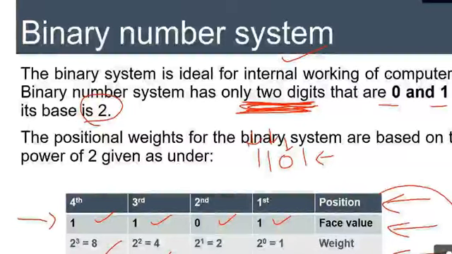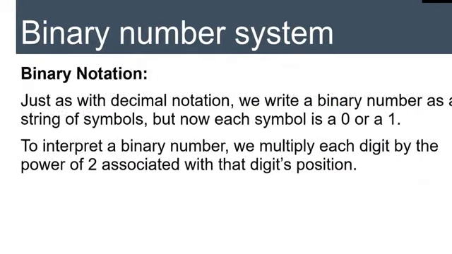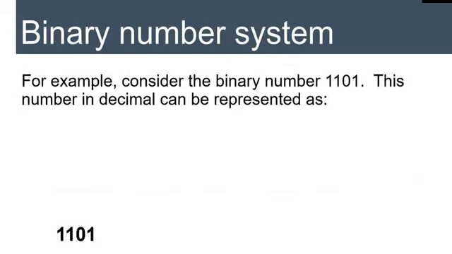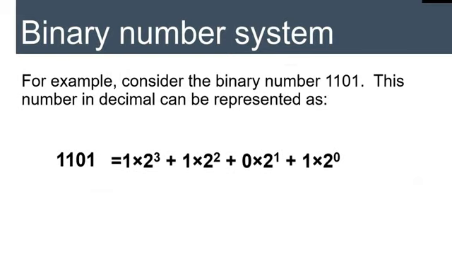For each position, face value and weight get multiplied with each other, and by adding each positional value we will get the new number. Just as in decimal notation, we write a binary number as a string of symbols, but now each symbol is either 0 or 1. To interpret a binary number, we multiply each digit by the power of 2 associated with that digit's position, face value and weights. Okay. For example, consider the binary number 1101.